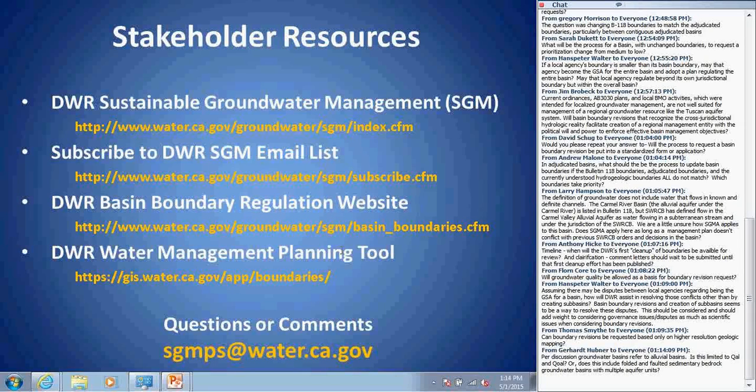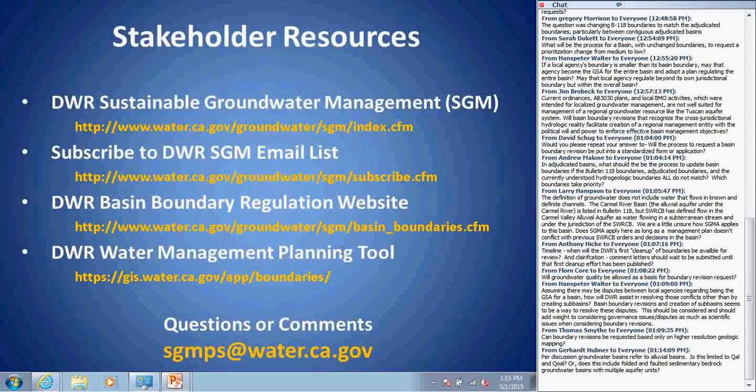A question came in: can a basin boundary revision be requested based only on higher resolution geologic mapping? I would say yes, but the fact is that the basins as they are defined now used a 1 to 250,000 scale, so it's fairly coarse. So there are additional higher resolution maps, or many higher resolution maps, that could be used to update a basin boundary.